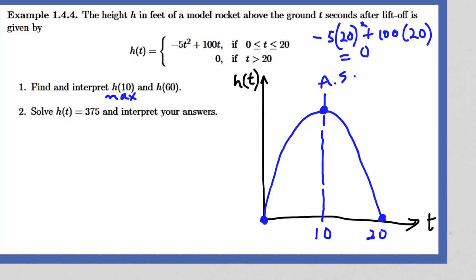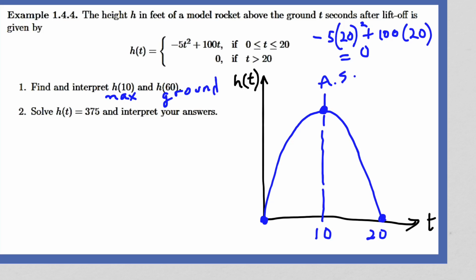All right, and then it wants you to interpret what happens when t is 60. Okay, so over here, you're way out here when t is 60, so you're on the ground. You've landed 40 seconds ago. All right, so that's kind of a meaningless question, but we interpreted it.